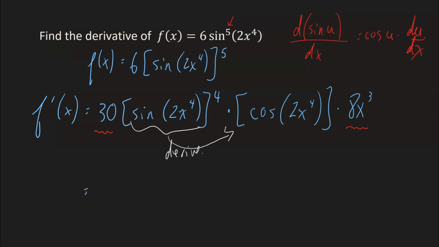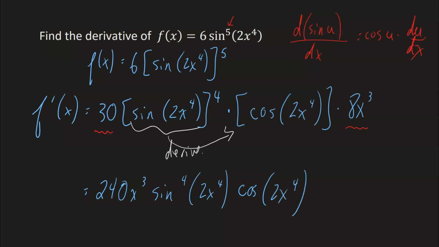All right, so that becomes 240x cubed sine power 4 of 2x to the 4 cos 2x to the 4.